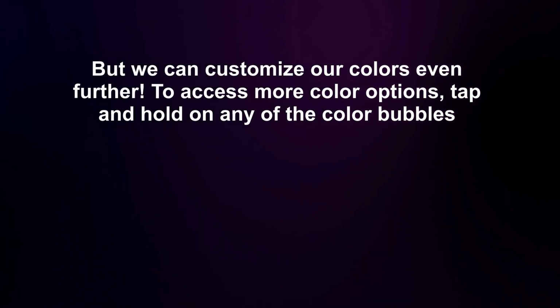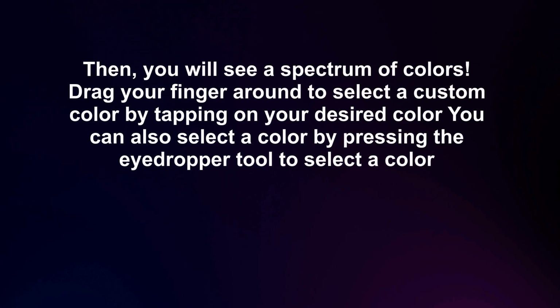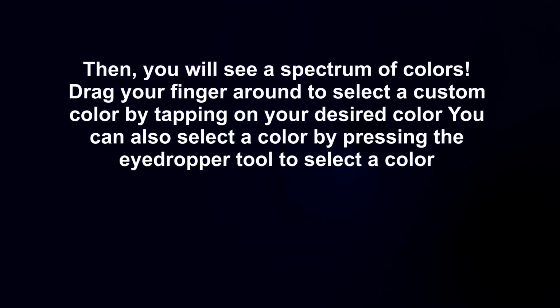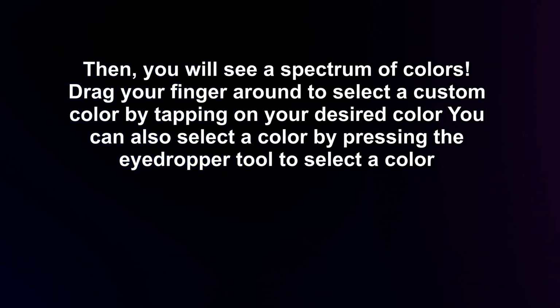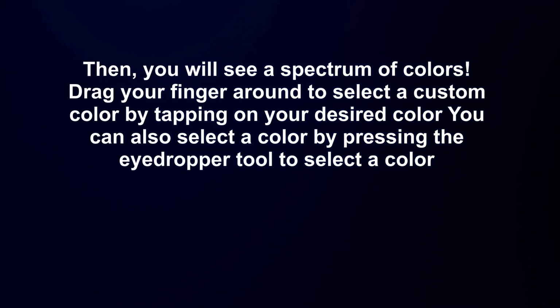To access more color options, tap and hold on any of the color bubbles. Then, you will see a spectrum of colors. Drag your finger around to select a custom color by tapping on your desired color. You can also select a color by pressing the eyedropper tool.